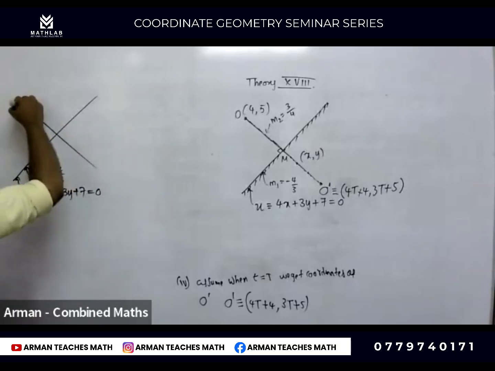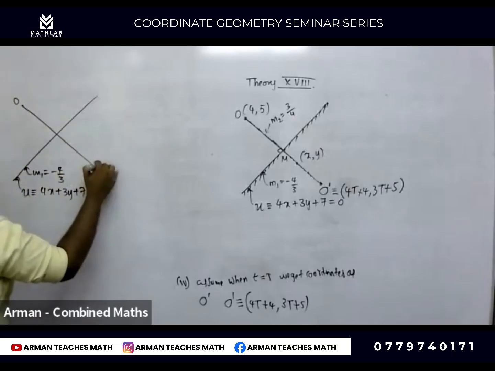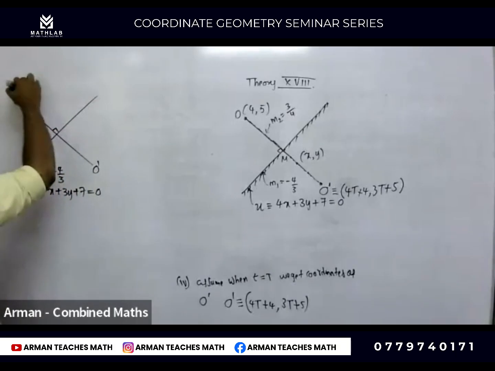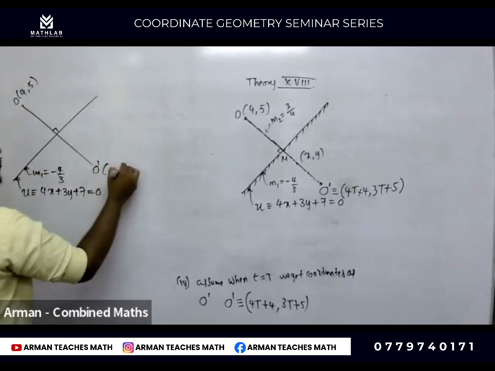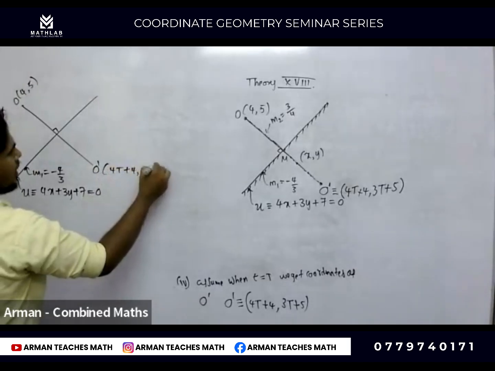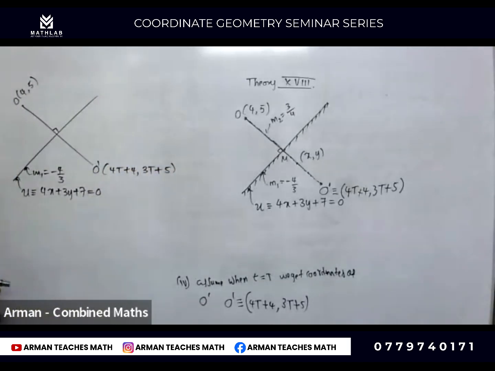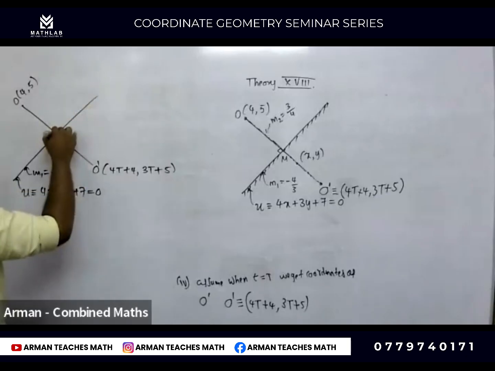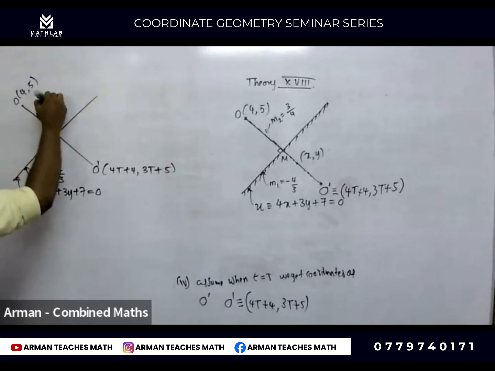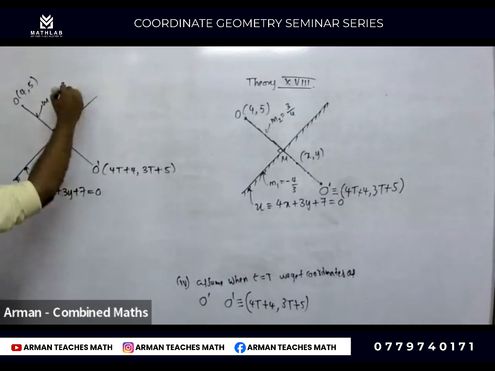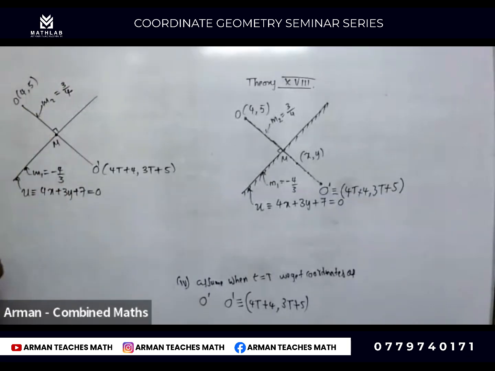So the OO dash straight line segment is perpendicular to this one. O point's coordinates are 4, 5. O dash point's coordinates, we found in terms of capital T: 4t plus 4, 3t plus 5. Right. So we need to identify the coordinates of this capital M point so we can find the capital T value. How can we get it? This one's gradient is 3 over 4. So I need to identify the coordinates of this capital M point. We can identify it directly in terms of capital T.